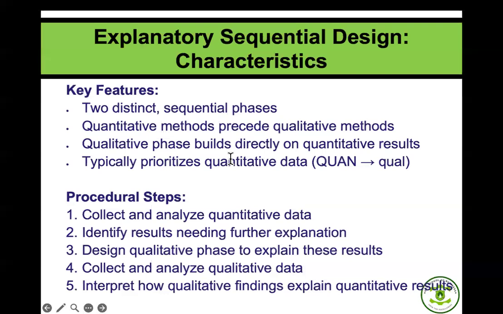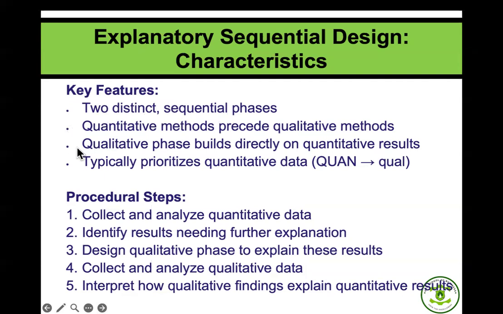Now, the key features, two distinct sequential phases, as I have indicated. So you have quantitative methods, which will come first, followed by what? Qualitative. Then you will have a qualitative phase, which will build directly on what? Your quantitative results. Typically, we prioritize the quantitative data so that we inform the qualitative.